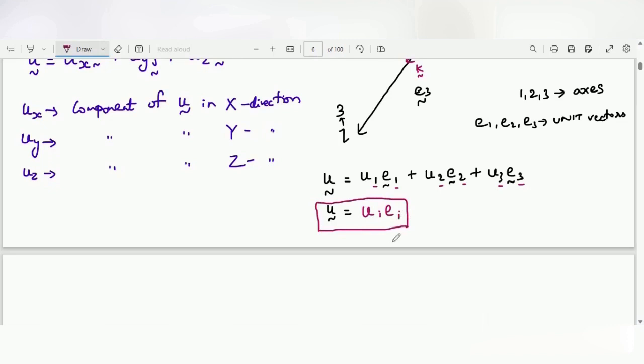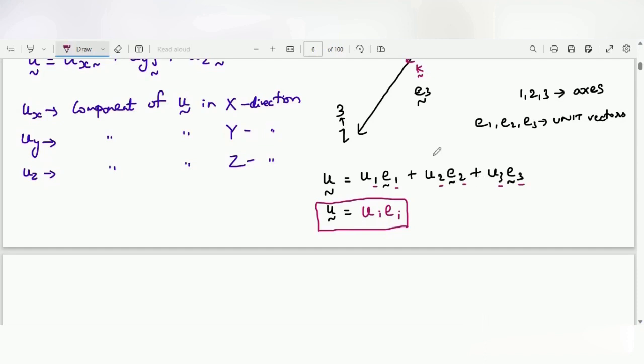So i is a summed index, that is a repeated index. It has been summed over i. If I expand this equation, we have the above equation: u1 e1 plus u2 e2 plus u3 e3.